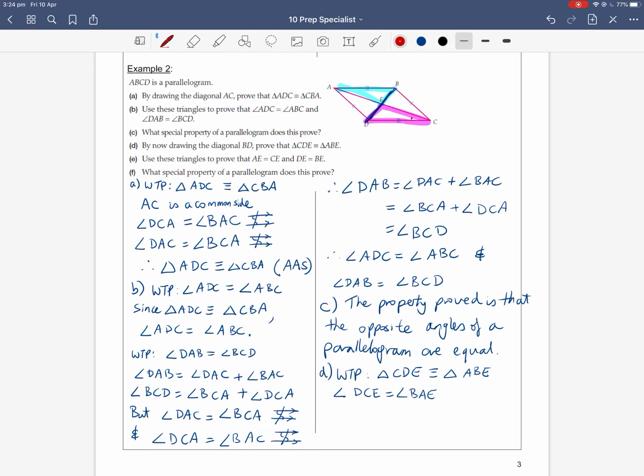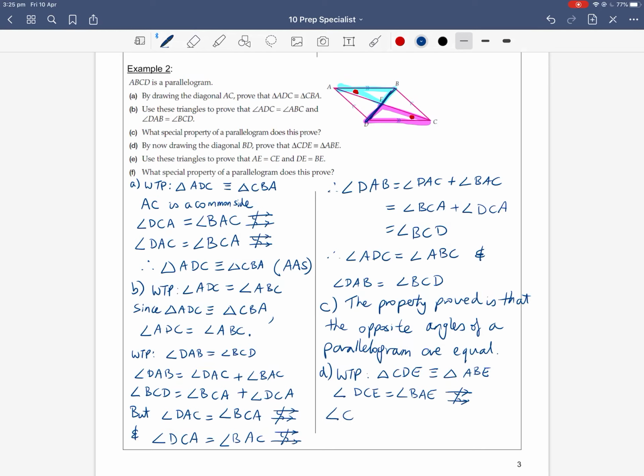So angle DCE is this red angle there. I'm saying it's the same as BAE. Make sure you match up the vertices, the corresponding vertices. Why? Because again, the sides are parallel and we just applied the Z rule, the alternate angle rule. So that is true because of alternate angles.